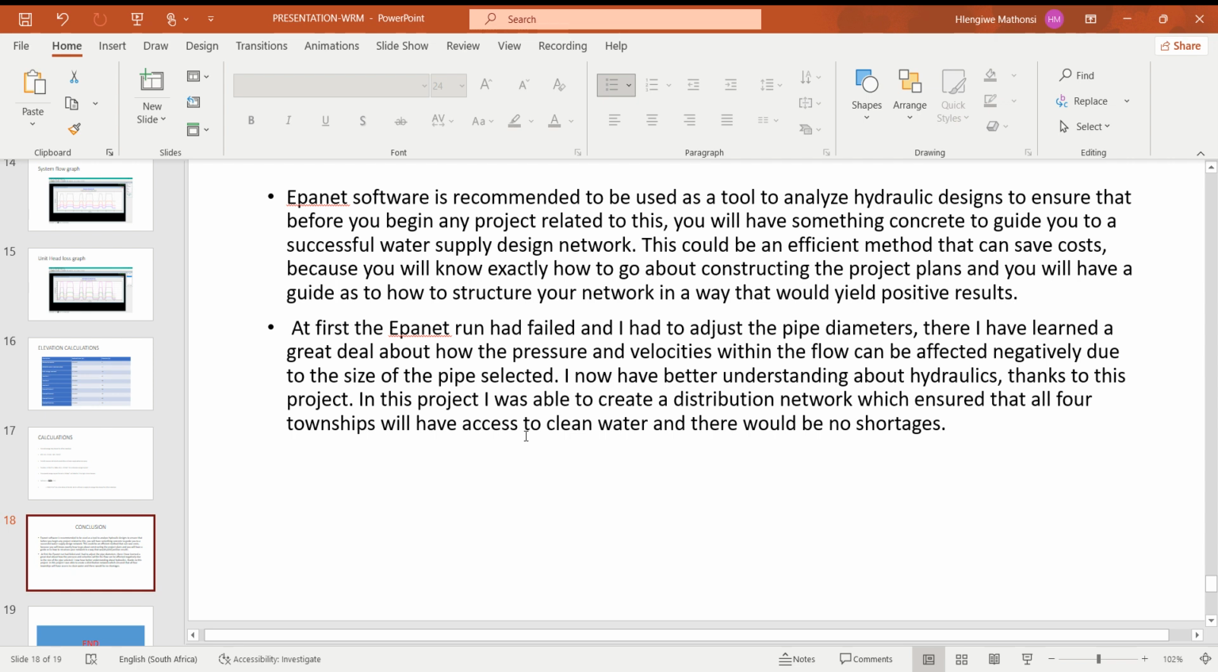At first, the EPANET run had failed and I had to adjust the pipe diameters. There, I learned a great deal about how the pressure and velocities within the flow can be affected negatively due to the size of the pipe selected. And I have a better understanding of hydraulics thanks to this project. In this project, I was able to create a distribution network which ensured that all four townships will have access to clean water and there will be no shortages.